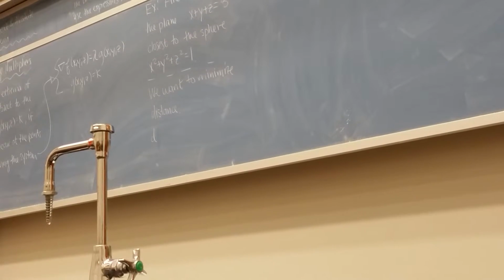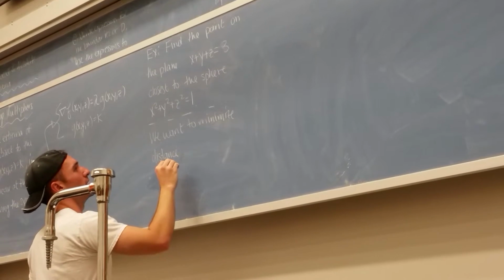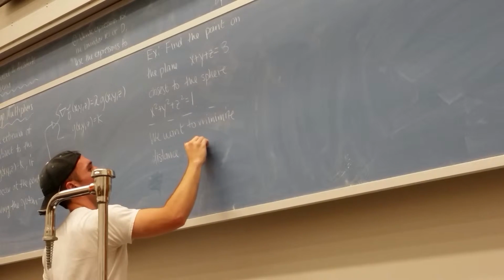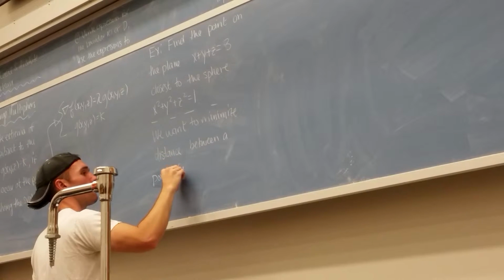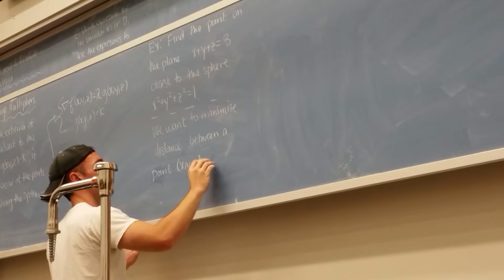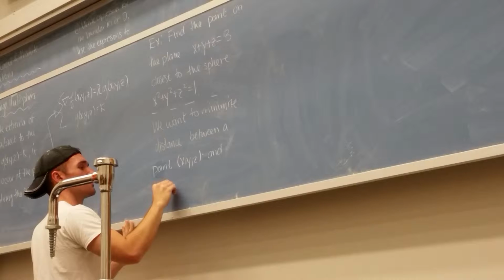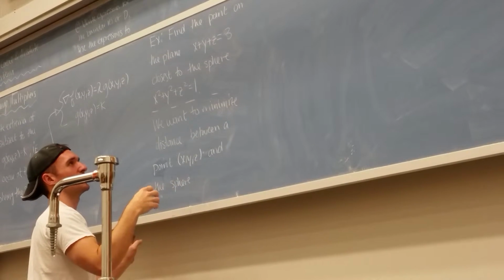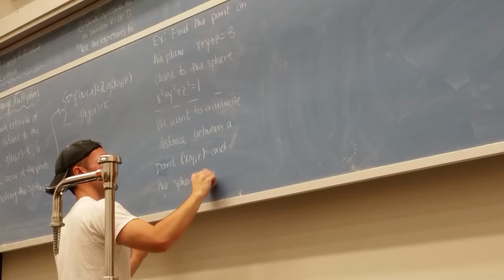So we want to minimize the distance between a point x, y, z and the sphere. Might change this, I might reverse it to make it easier in a second. Let me see where this goes. And then the sphere x squared plus y squared plus z squared is 1.